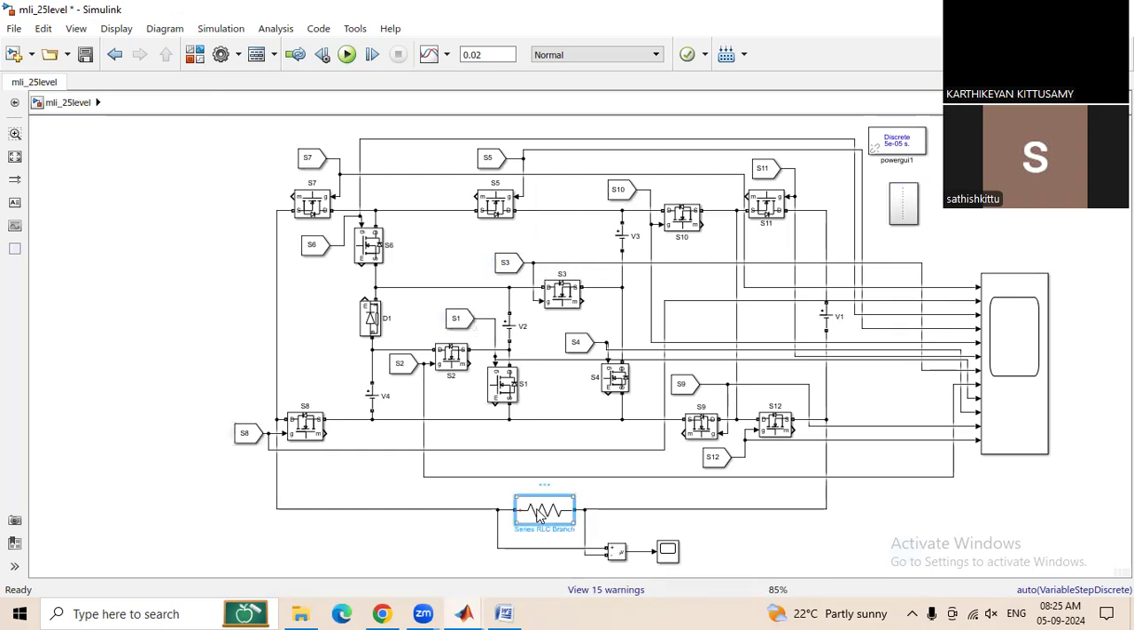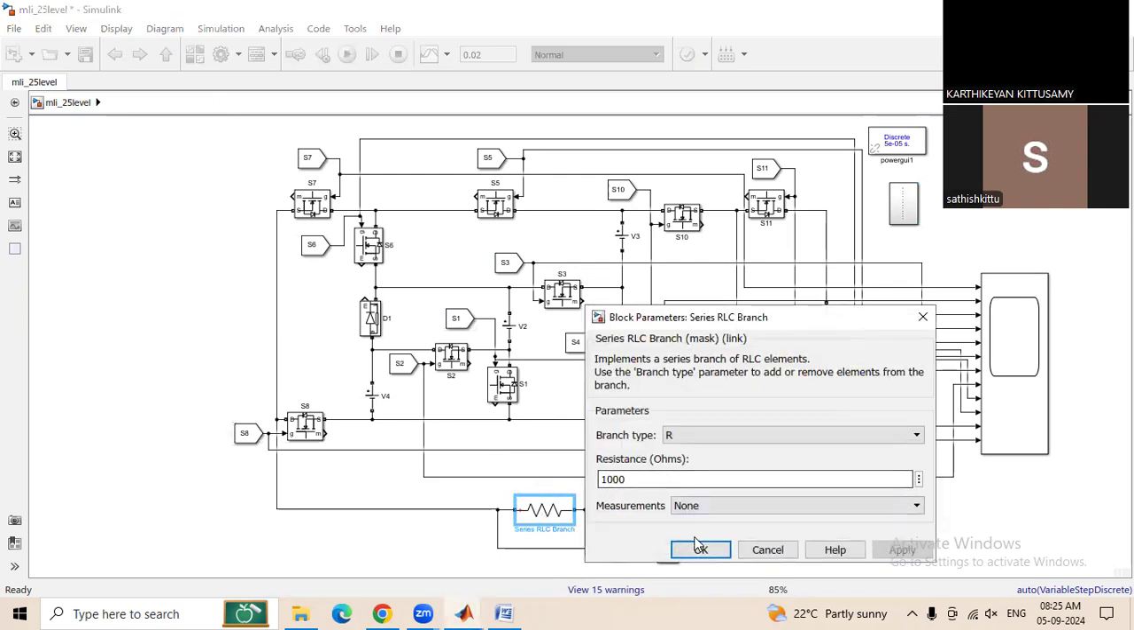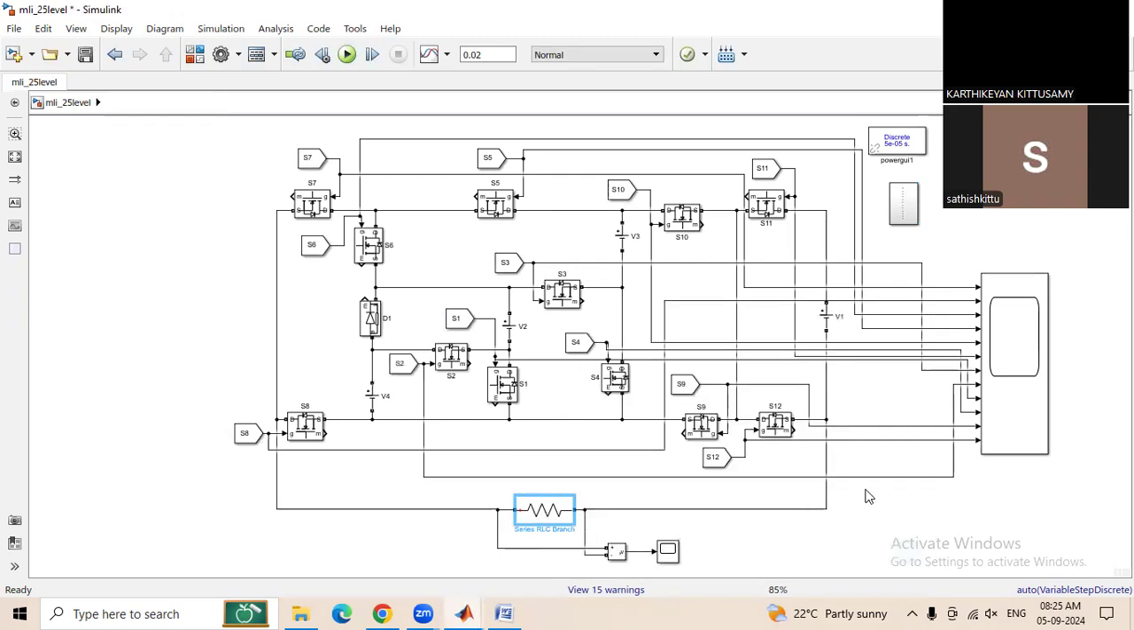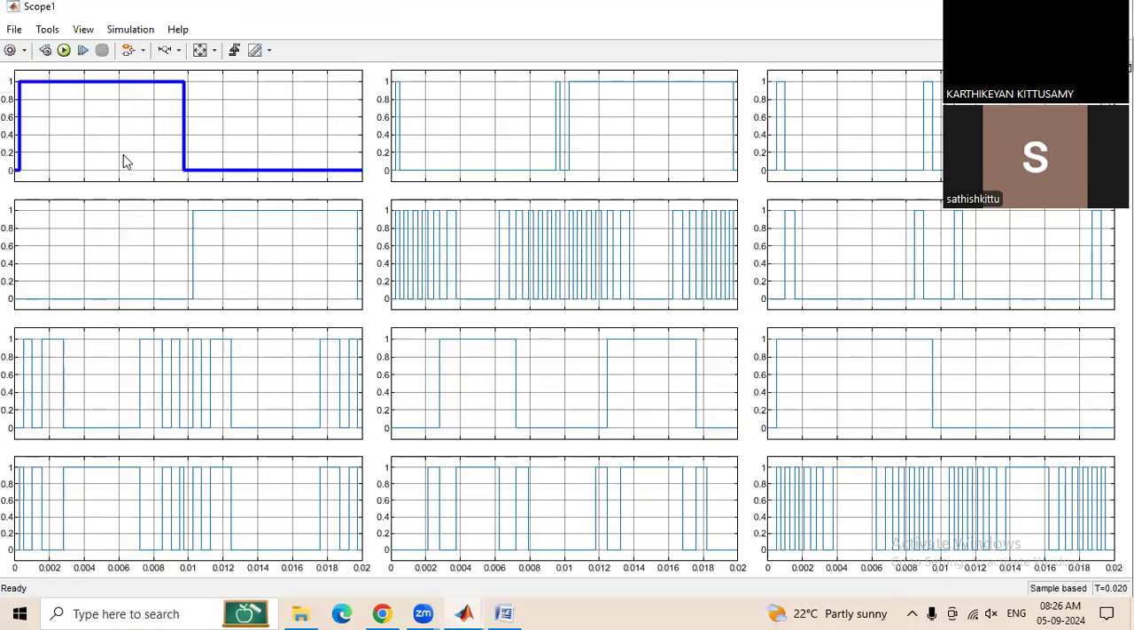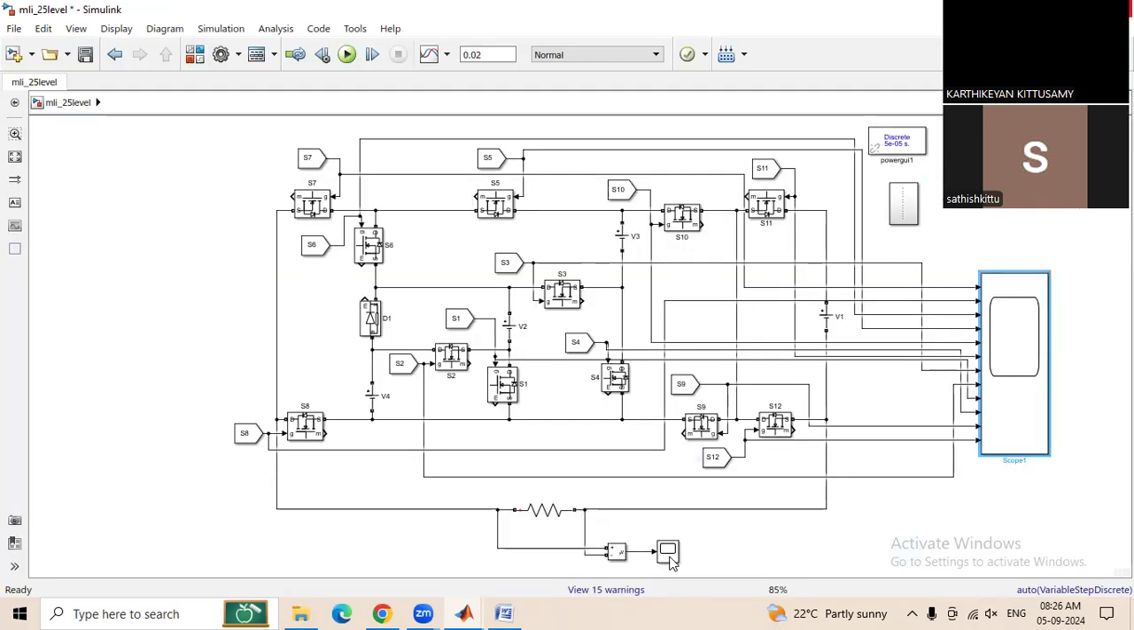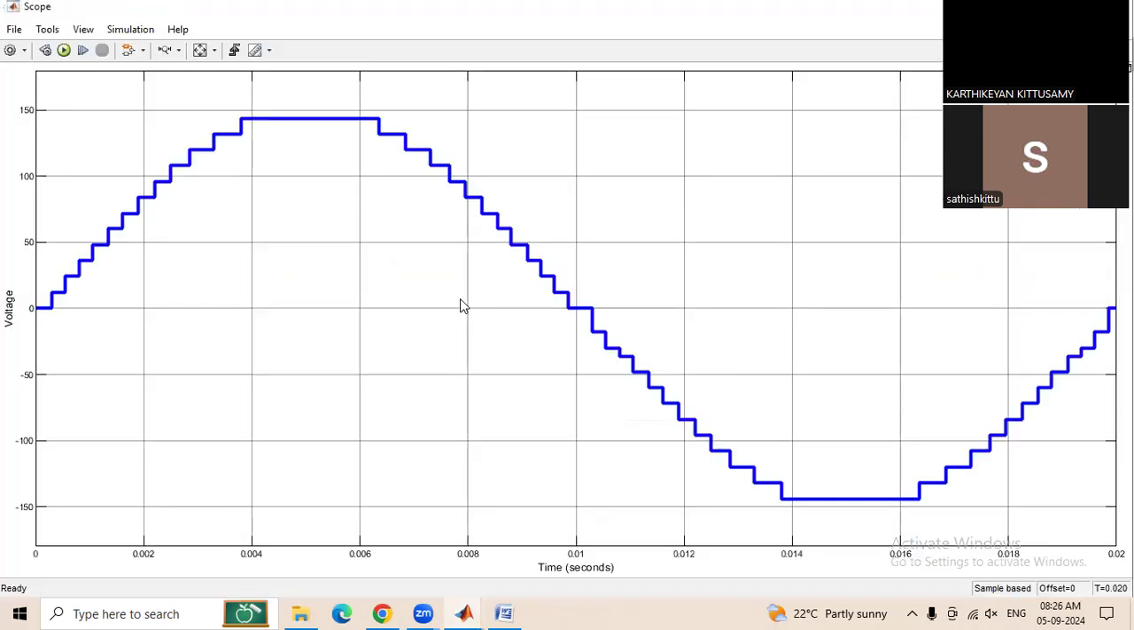Okay, and here we are providing one load of 1 kilo ohm resistive load. Here we are getting the waveform for the pulses for 12 switches. And the output voltage is provided here. In this, if you see, positive 12 levels, 1, 2, 3.